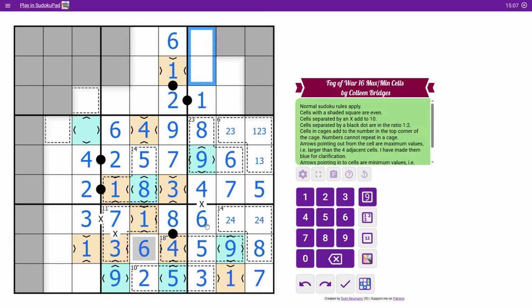And what have we got up here? 1, 2, 3, 4, 5, 6, 7. I think 2, 7, yes.